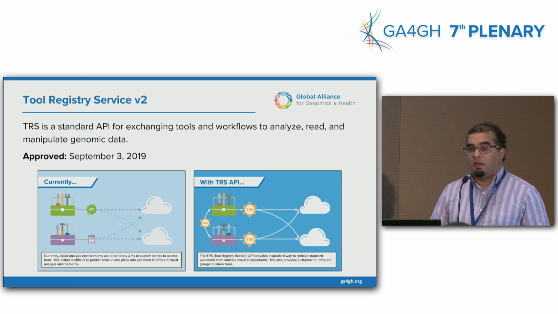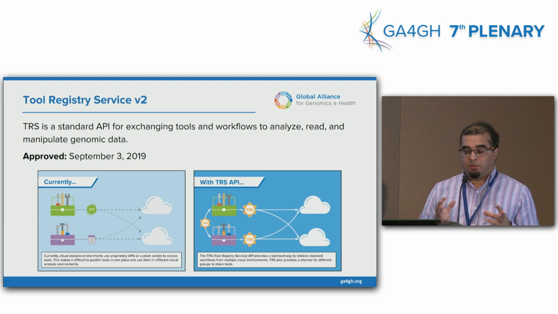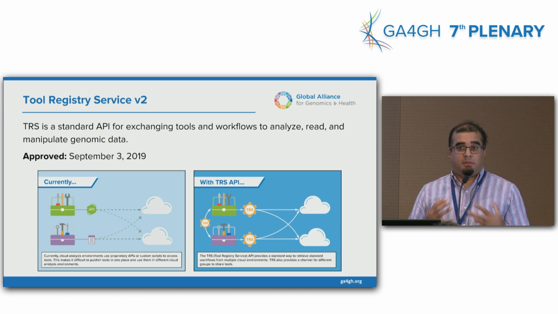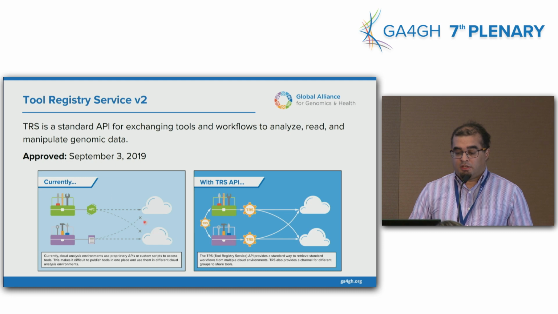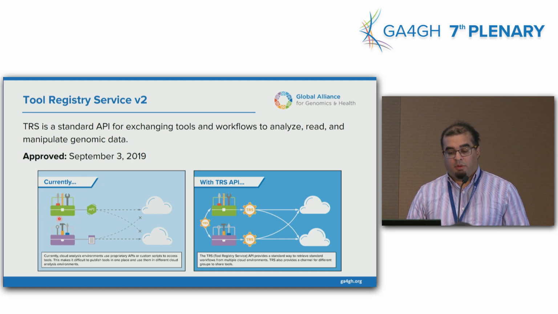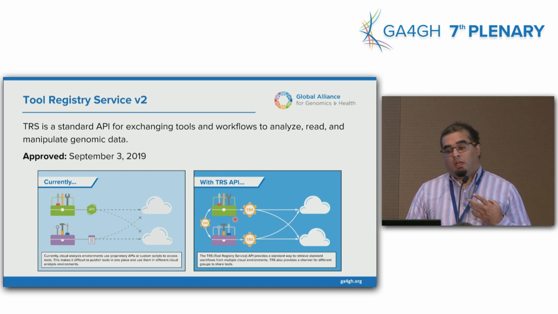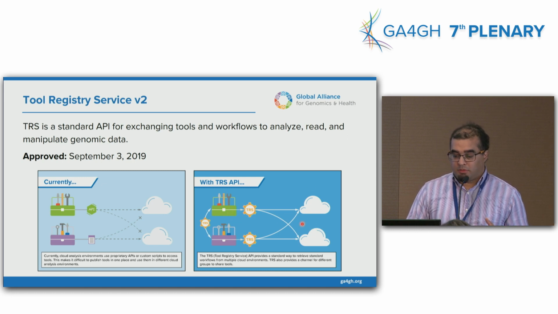So the first of this is the Tool Registry Service, and this is now version 2. This is a standard way of exchanging tools and workflows to analyze and read and manipulate the genomic data. One of the issues that we face is that repositories at the moment can be just a list of files or scripts, not obtainable, and they have to be hacked together to get them to run on the cloud environment, or they might be attainable through a custom API. With the TRS API now, you'll be able to retrieve a specified tool and run it on a specified environment that I'll talk about in a moment.